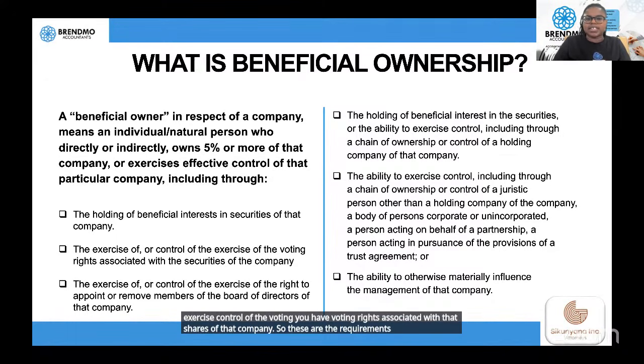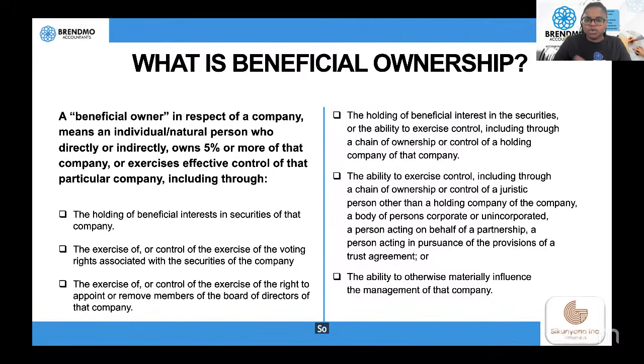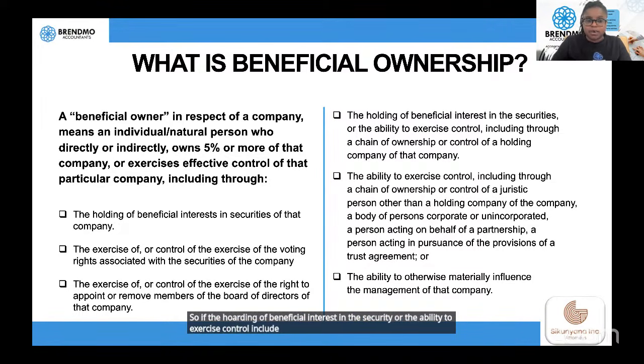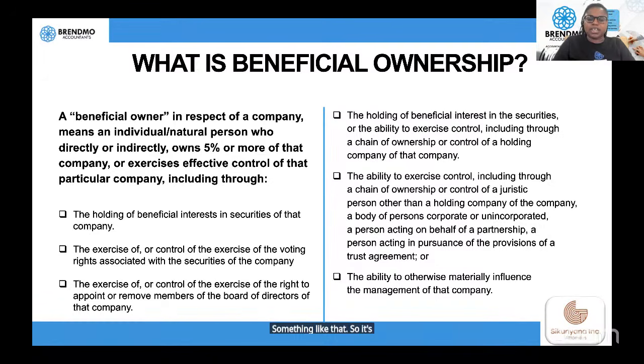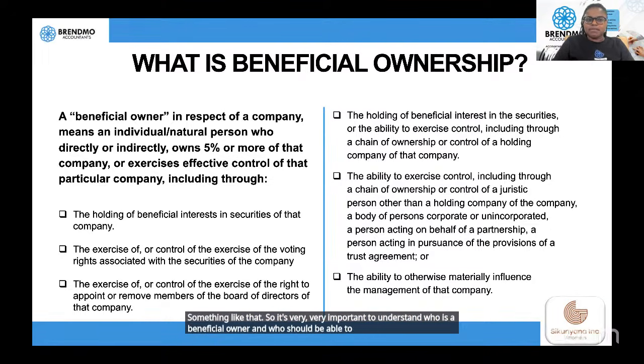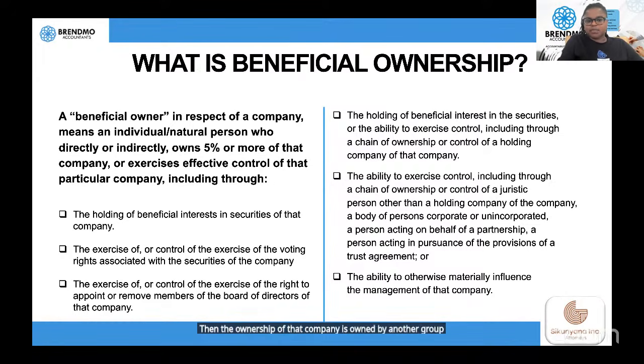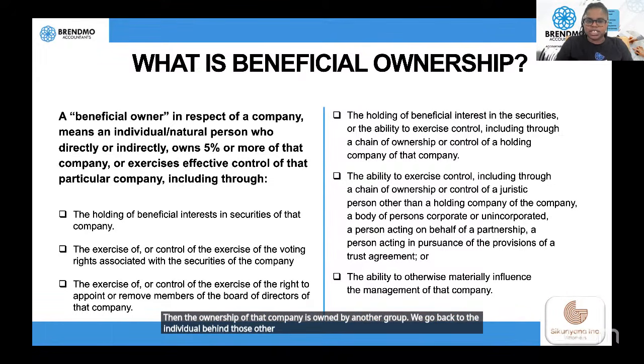I think we'll also share the slides with you. The holding of beneficial interest in the security or the ability to exercise control includes through a chain of ownership. We always hear people saying, but this company is owned by another company, so who should file? We go back to say, who is the owner? In respect of a company, it means an individual, a natural person. So if you have a group of companies, where the ownership of that company is held by another group, we go back to the individual behind those other companies. It's very important to understand that.